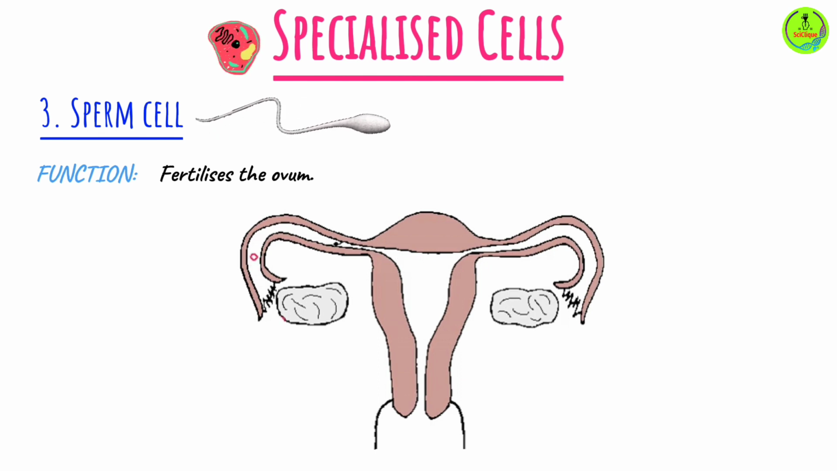And therefore, they need to have a tail. So the tail actually allows it to propel itself towards the egg for fertilization.